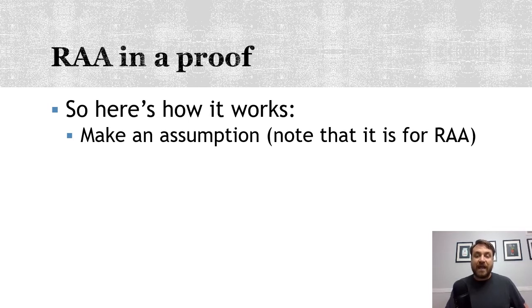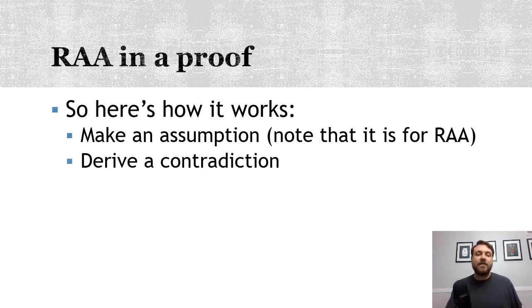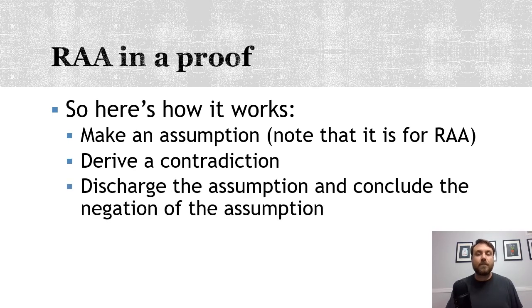Reductio introduces a negation of something because you've assumed it and derived a contradiction, which is the second step here. So after you make an assumption, you derive a contradiction, and that contradiction allows you to discharge the assumption. And then you'll discharge the assumption and you will conclude the negation of the assumption. So you'll assume the opposite of the thing that you want to end up proving, the thing you want to end up adding into the proof.